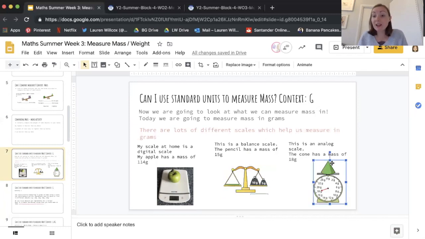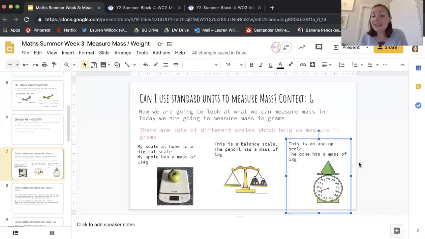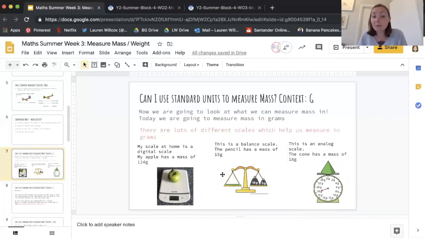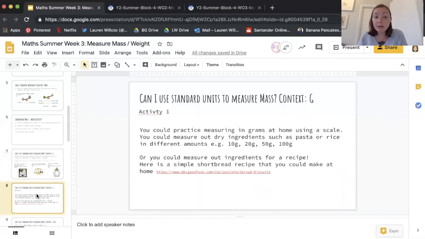And this is an analog scale, a bit like an analog clock. And the cone has a mass of 18 grams. So you can see here the cone is sat on the top, and you can see the arrow is pointing towards 18 grams. So there are 3 different ways that we can measure mass.